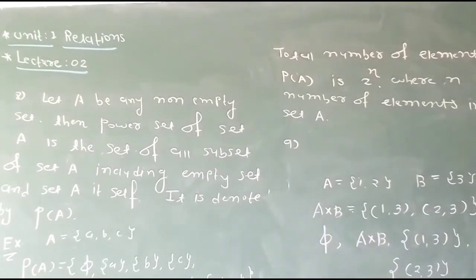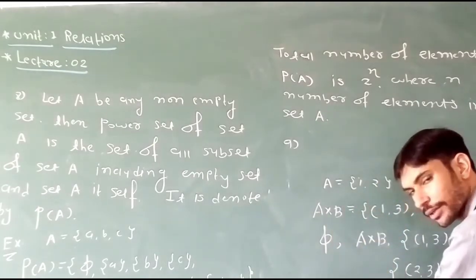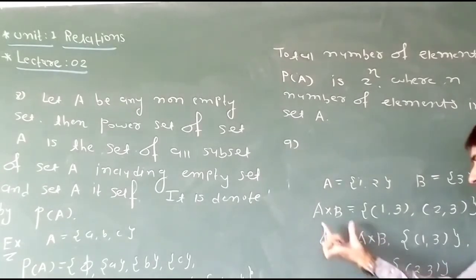So this is the collection of all subsets of Cartesian product A cross B. So this is the power set of Cartesian product A cross B. Friends, the power set is of what? Of the Cartesian product A cross B.